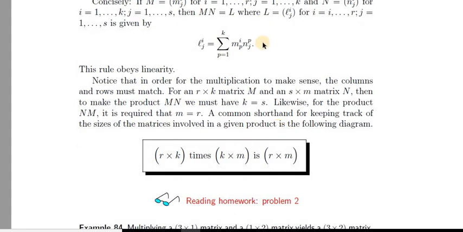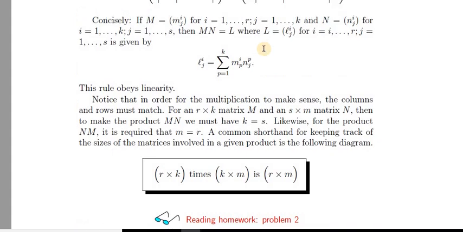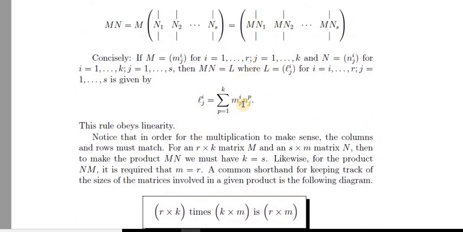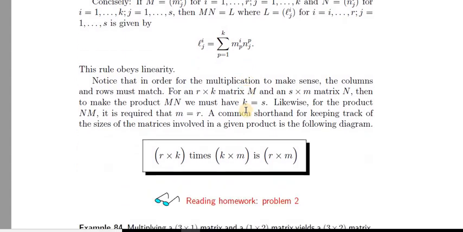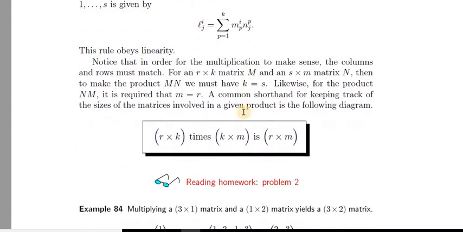Now, in order to multiply two matrices, they have to be of compatible size. The reason is that this subscript index P is the same as this superscript index P. So this subscript P is the column index of M. This superscript P is the row index of N. So it turns out the number of columns in the first matrix must be equal to the number of rows in the second matrix. All right. So there's a good rule.